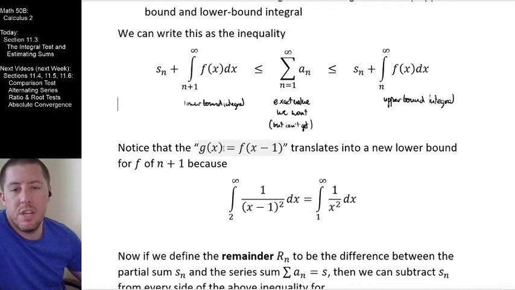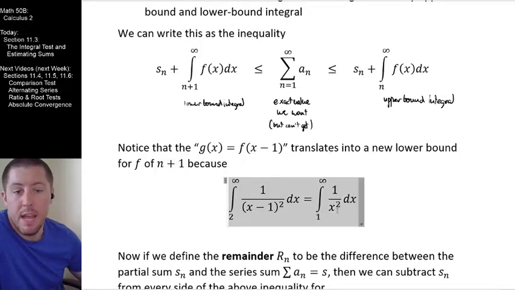You should notice that this g of x equals f of x minus 1 that we added to the graph translates into a new lower bound of f of n plus 1, and you should take a moment and realize that you agree with this statement right here. If I took the curve 1 over x squared and shifted it to the right by 1 unit, it becomes the graph of 1 over x minus 1 squared. Therefore, if we start accumulating area for this guy at 2, 2 is 1 unit to the right of 1. So these two integrals should certainly be giving us the exact same area. This value on the left is the exact same expression as the value on the right, just everything on the left has been shifted to the right by 1.